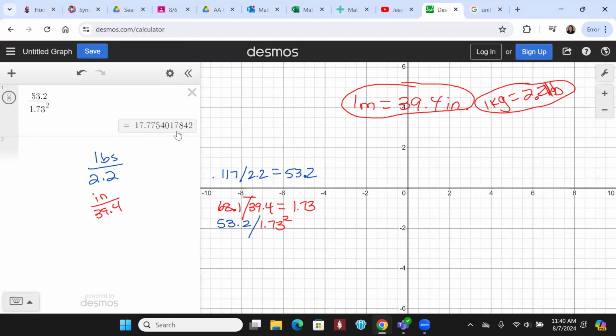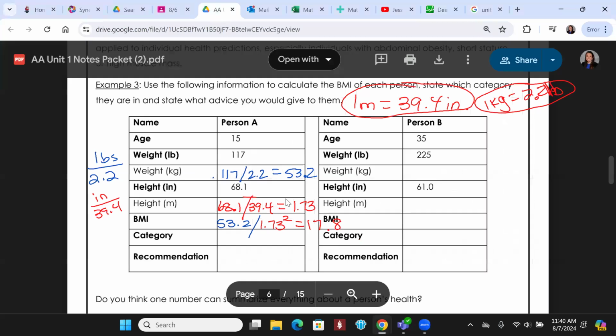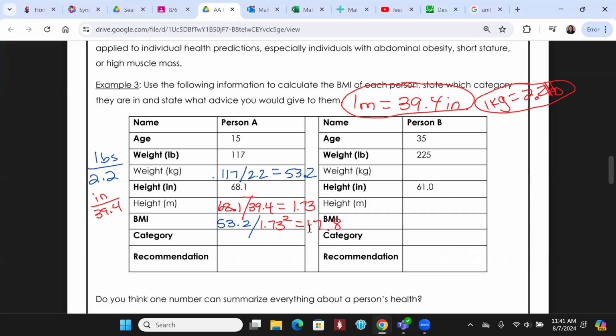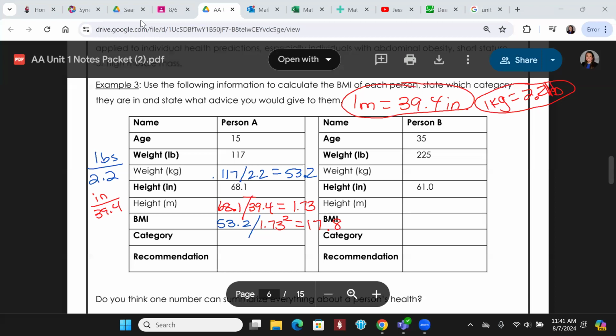So what's the BMI for this guy? Let's just round it to 17.8, right? So looking at the chart above, what category do they fall in? Their BMI is 17.8. What category do they fall in? Underweight. Okay, so they are underweight.